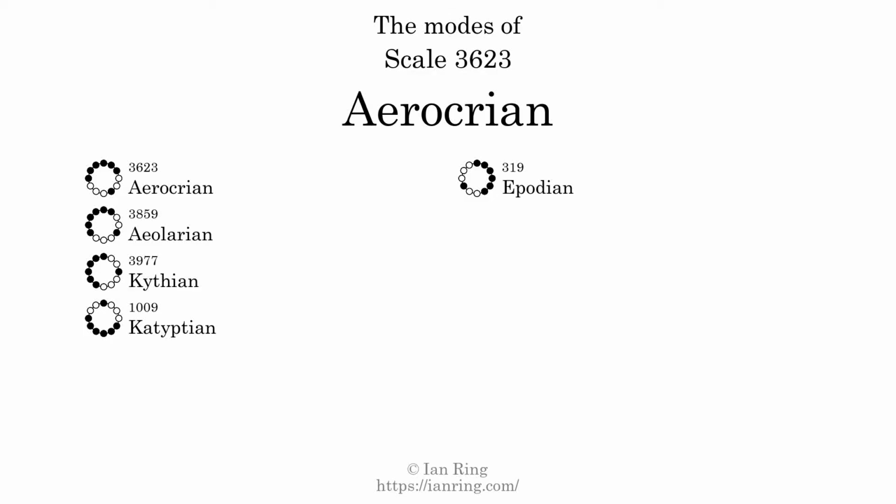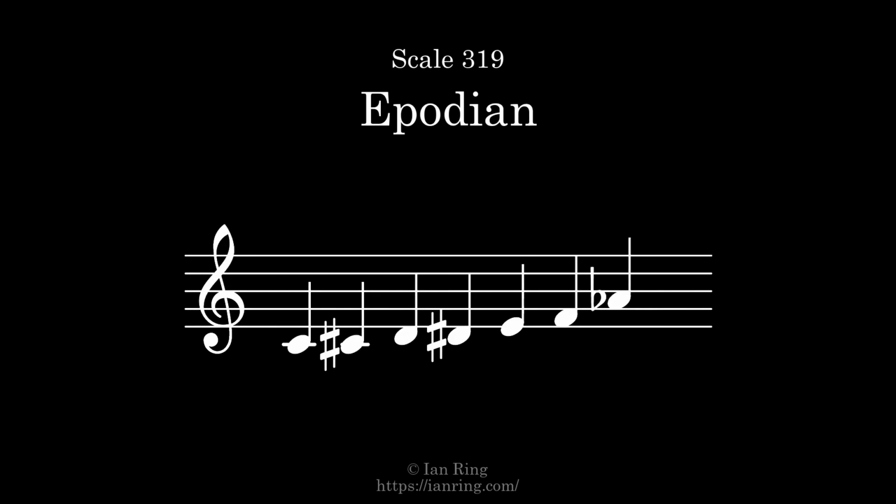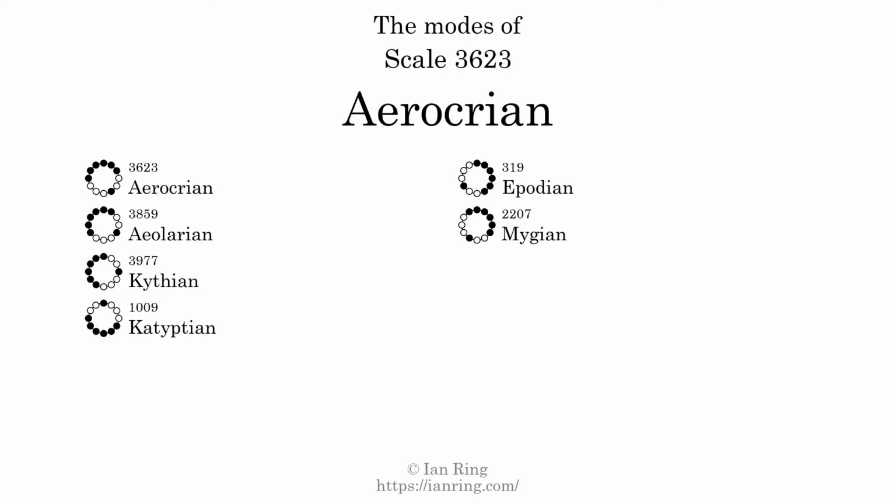The fifth mode is scale 319, also known as Apodian. It sounds like this. The sixth mode is scale 2207, also known as Myjan. It sounds like this.